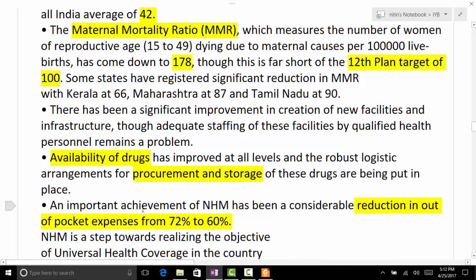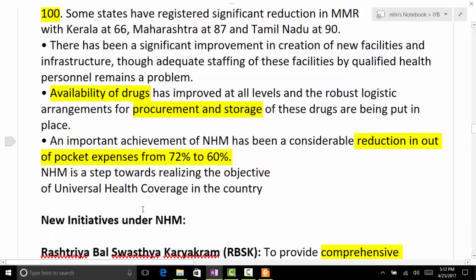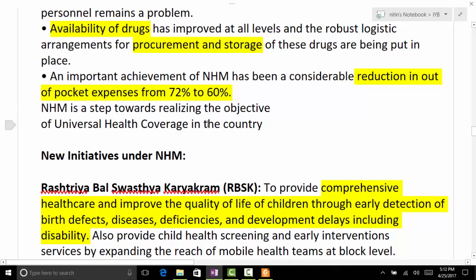Availability of drugs, procurement, storage. It has also said that out-of-pocket expense has reduced from 72% to 60%. But on the other hand, we have seen how high it is. So even if you go by this data, 60% is very high. Even if you accept this data, it is still very high. But yes, there is improvement.